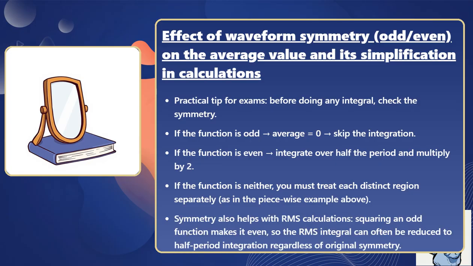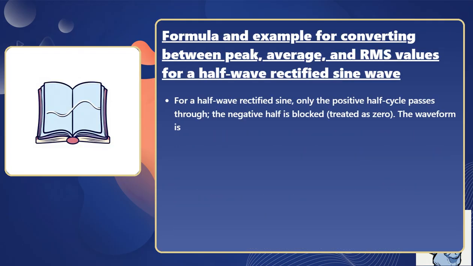Symmetry also helps with RMS calculations. Squaring an odd function makes it even, so the RMS integral can often be reduced to half-period integration regardless of original symmetry. For a half-wave rectified sine, only the positive half cycle passes through; the negative half is blocked, treated as 0. The waveform is V sub hw of t equals piecewise: Vp sin of omega t for 0 less than or equal to omega t less than or equal to pi, and 0 for pi less than omega t less than 2 pi.